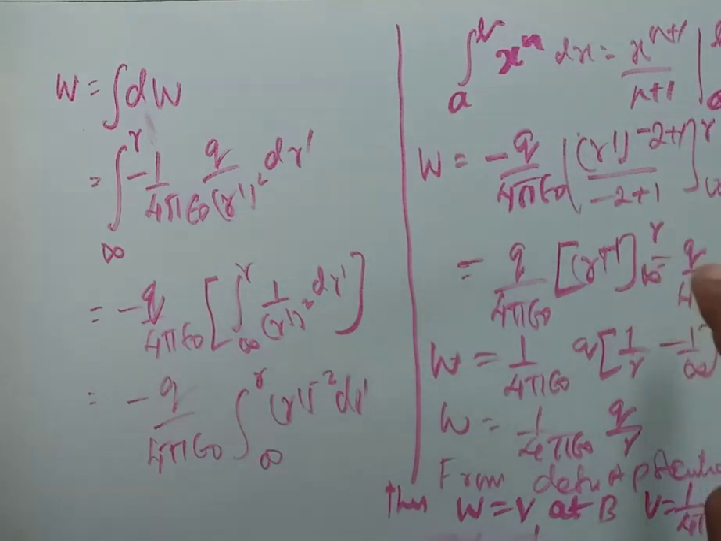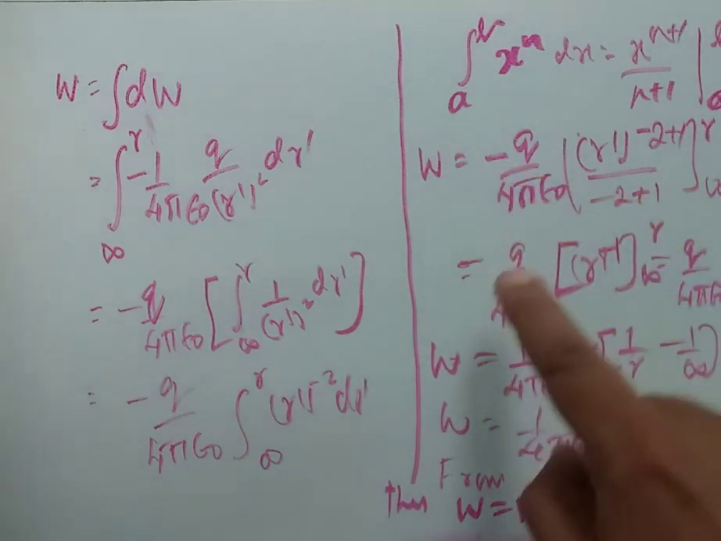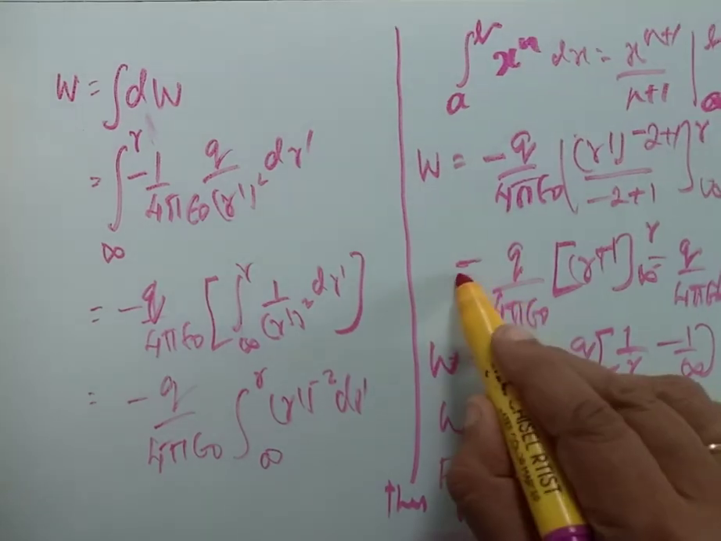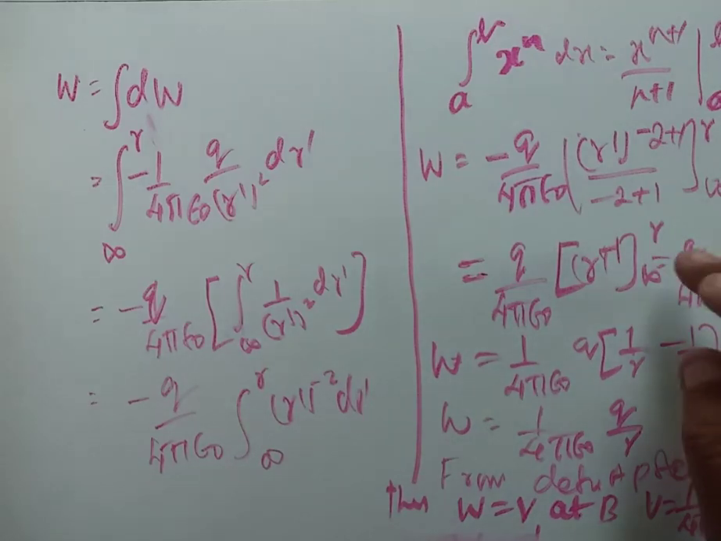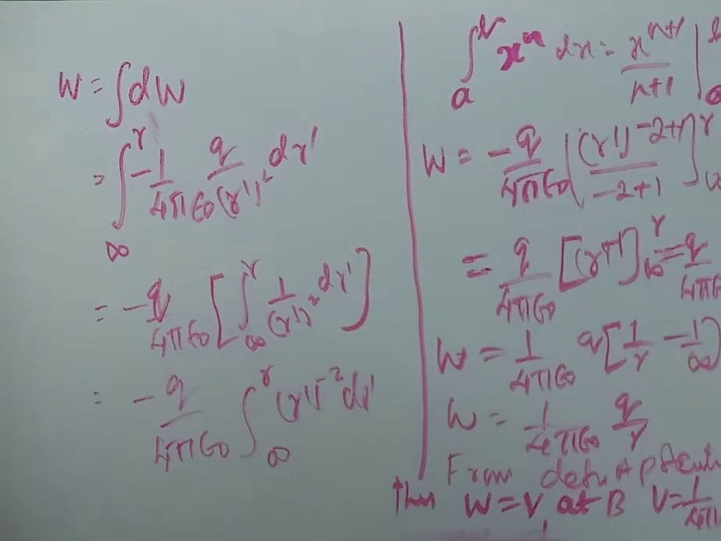Minus 2 plus 1 is minus 1. Minus into minus becomes plus. So it becomes plus Q by 4 pi epsilon naught, r dash to the power of minus 1, with limits infinity to r. Now if we substitute, instead of r dash to the power of minus 1, I write 1 by r dash. Therefore, W equals 1 by 4 pi epsilon naught Q into 1 by r minus 1 by infinity, replacing r dash by r in the upper limit first, minus the lower limit to be replaced, applied for r dash there.